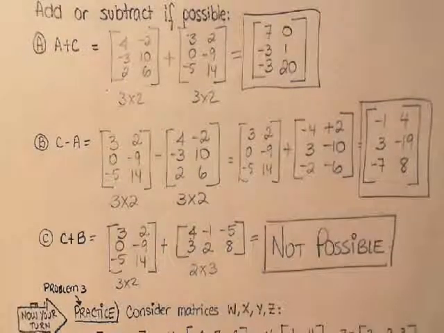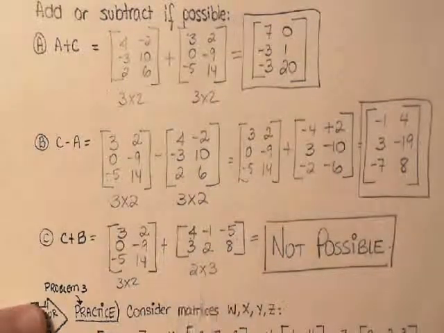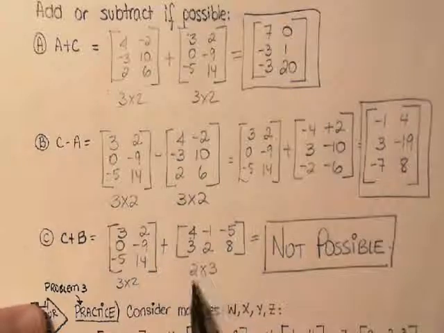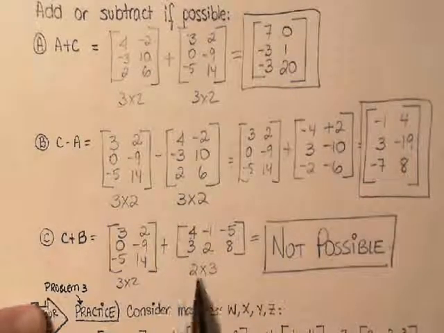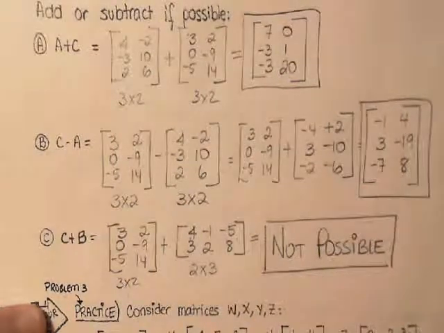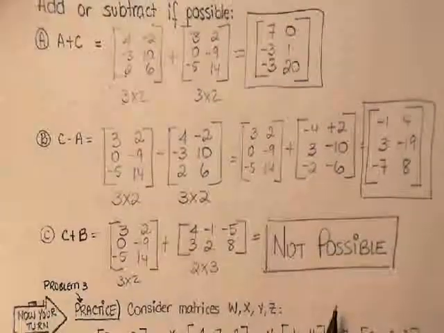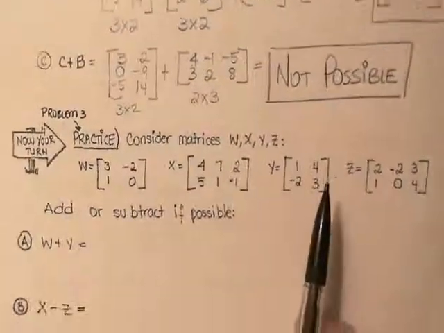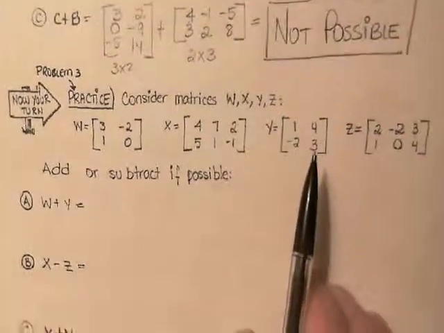So the idea is always check your dimensions first before you start adding and subtracting, because if they don't have the same dimensions, you cannot add or subtract them. All right. Why don't you copy these problems down and give them a try.